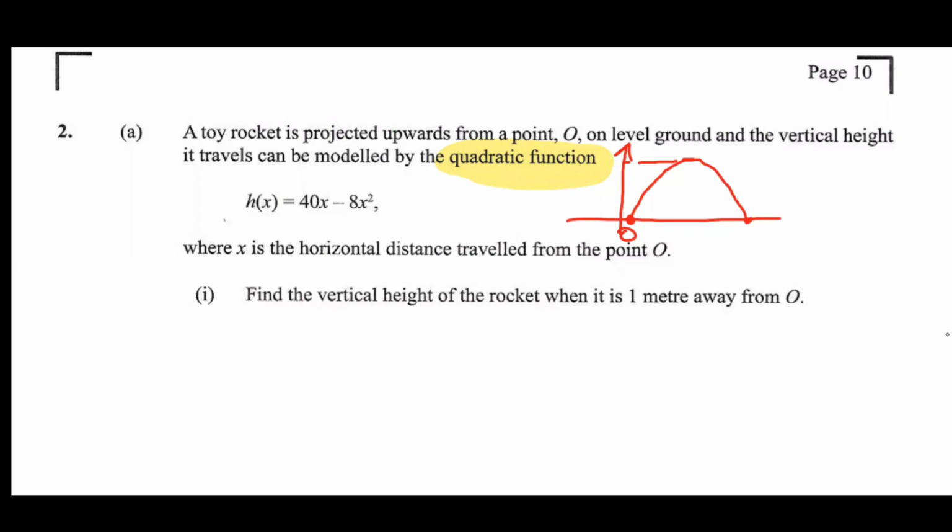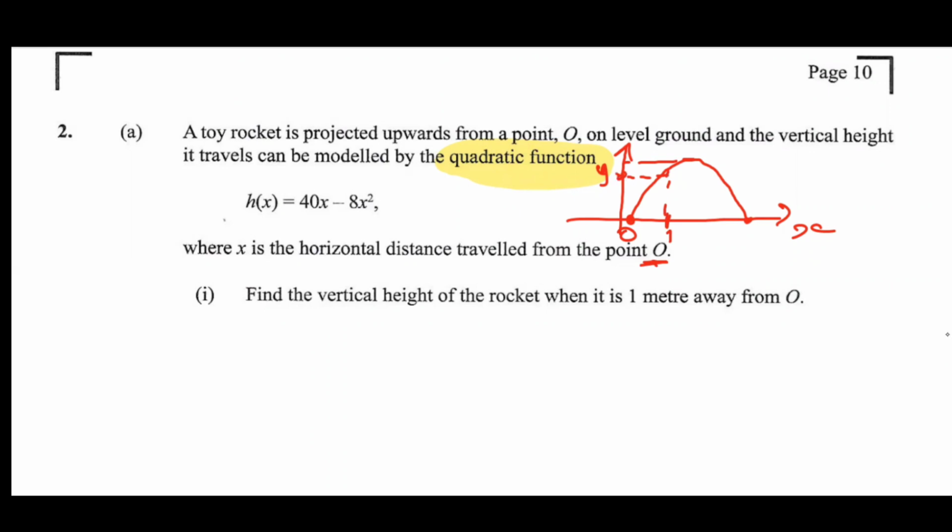It says where x is the horizontal distance traveled from O. So x is that horizontal distance, so we're talking about having the x axis. Understand? The y axis is like your h. So it says here, find the vertical height of the rocket when it is 1 meter away. In other words, when it reaches right here, 1 meter away, what is the height?